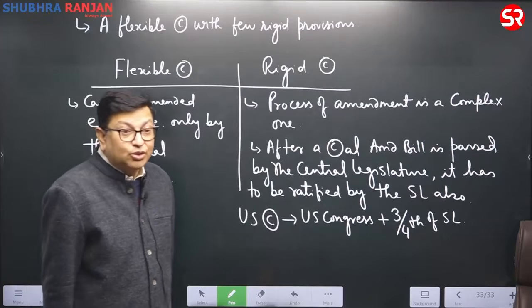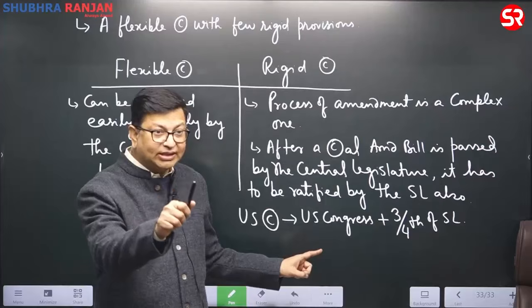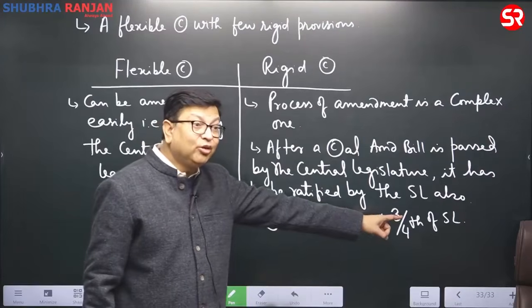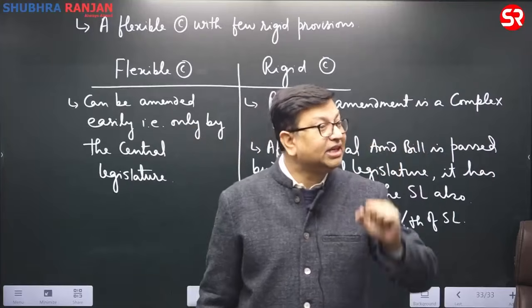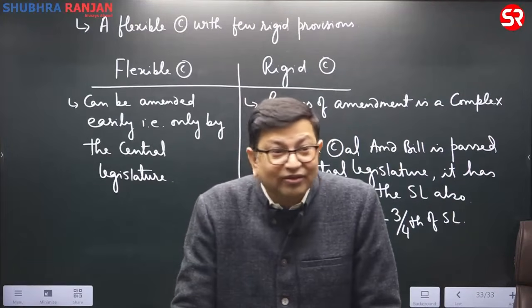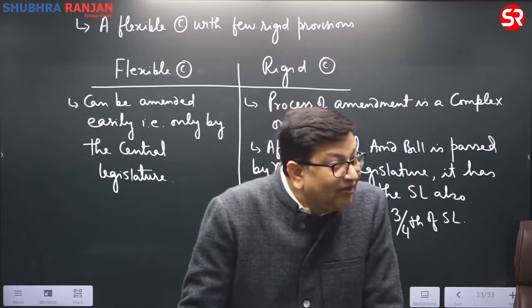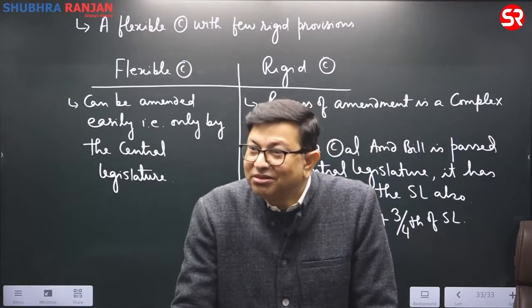So imagine Congress, both the houses, special majority plus 3/4 of the states means 38 states out of 50. They should say yes. Then only the constitution will be amended. That is why we have got very few amendments in the American Constitution.